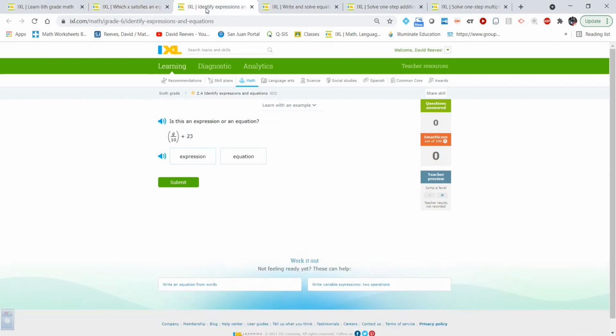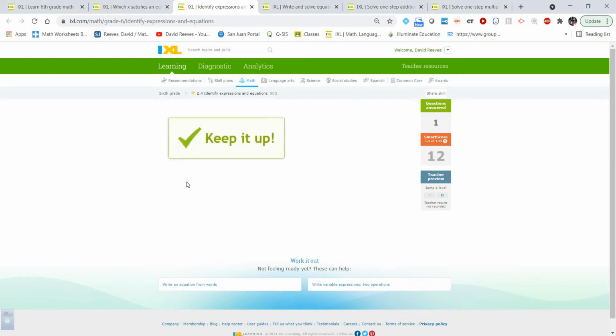That was Z2. What about skill Z4? Is it an expression or an equation? Remember, expressions, algebraic expressions specifically, have variables, operations, and constants. Equations are going to have to be equal. Equations have a left side and a right side. Since this does not have an equal sign, it's not equal to anything, this is an algebraic expression.